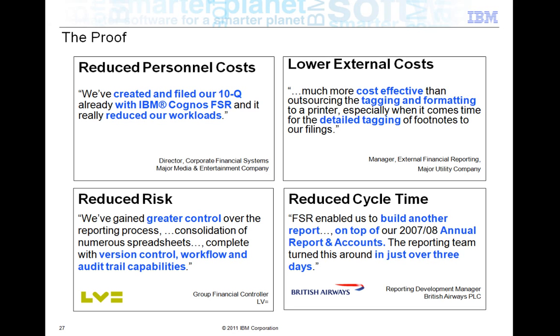Other examples are around reducing risk and reducing cycle time as well. Greater control, version control, workflow, and audit trail capabilities, and simply the ability to quickly turn around additional reports, whether they be XBRL or other, in a very timely manner. "It's a nice surprise to be able to use FSR for report automation when sometimes the initial focus might be simply on XBRL and XBRL tagging."